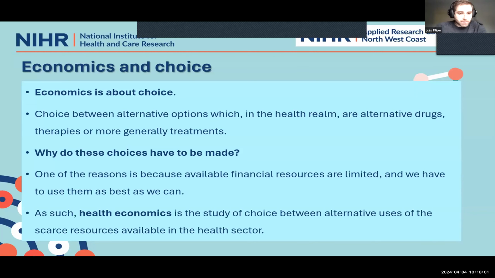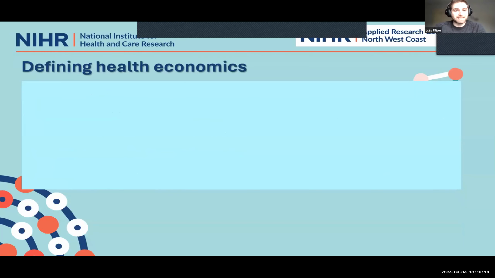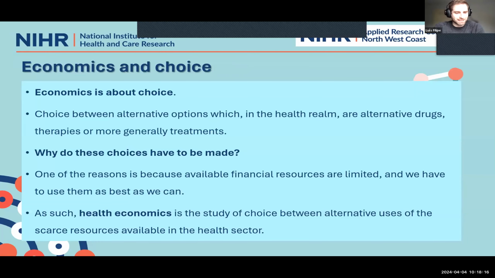So again, last part, summarizing what I've been saying: economics is the study of choice between alternative uses of the scarce resources available in the health sector. Sorry, this is health economics. So, defining health economics, this is already the definition.